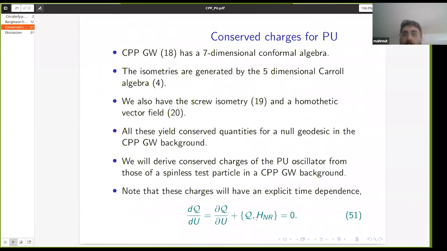And okay, now I already exceeded my time, but I would like to tell you briefly, maybe in 5 minutes, the remaining part. So, please remember, first of all, our circularly polarized periodic gravitational wave has a 7-dimensional conformal algebra. 5 of them are Carroll, 1 of them is Schrödinger isometry, the other one is homothety, right? And all these symmetries will give us conserved quantities for null geodesics, right?